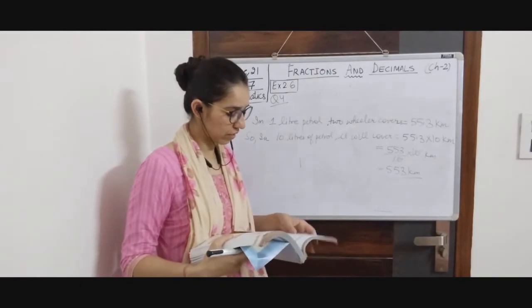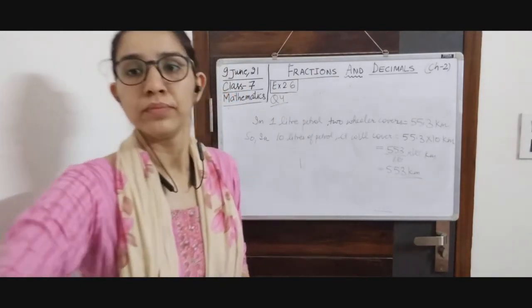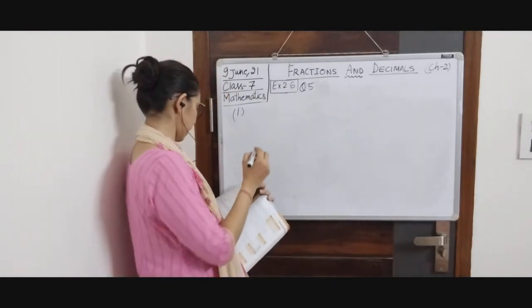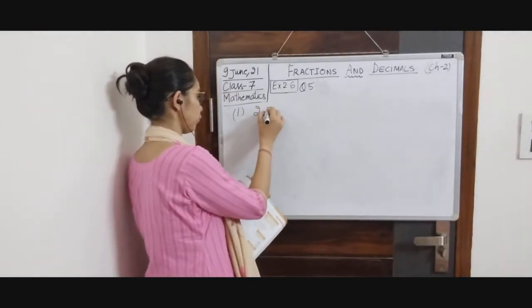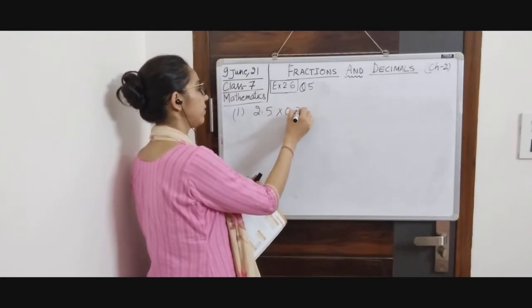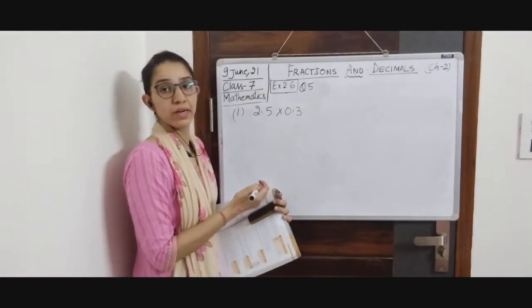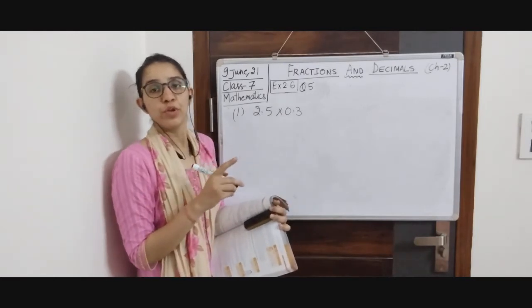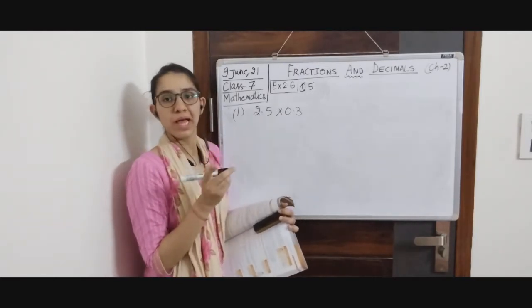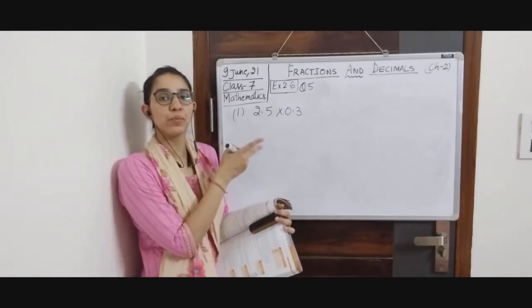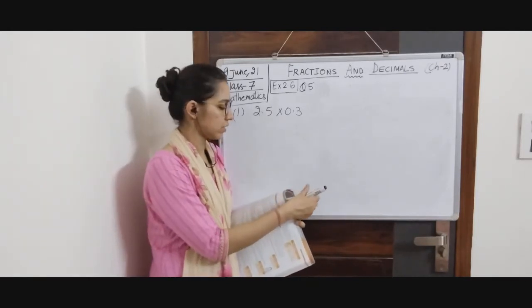Last question of this exercise, question number 5. We have to find the product of two decimal numbers, 2.5 into 0.3. Okay? This is different from question number 1 and 3 in the sense that in question number 1 and 3, we were provided with one decimal and one whole number. At least one of them was a whole number. In this, both of them are decimals.